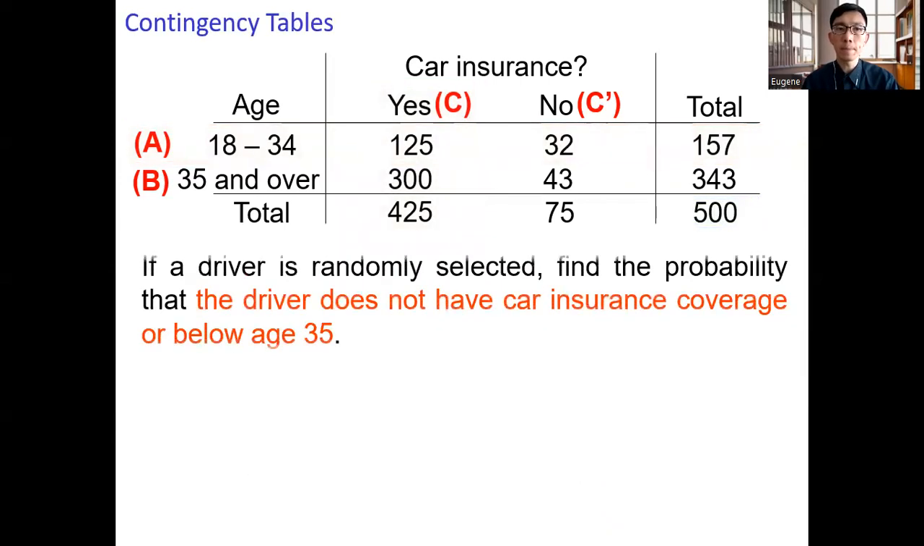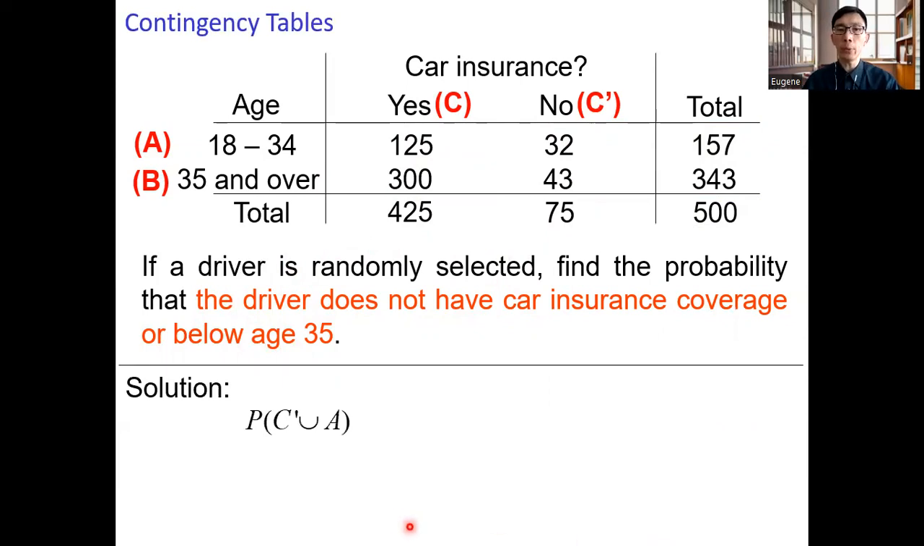The next question. If a driver is randomly selected, find the probability that the driver does not have car insurance coverage or below age 35. Which numbers in the table are relevant according to this question? We want to get the probability that the driver does not have car insurance coverage or the driver is below age 35.